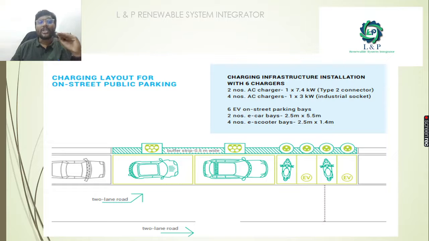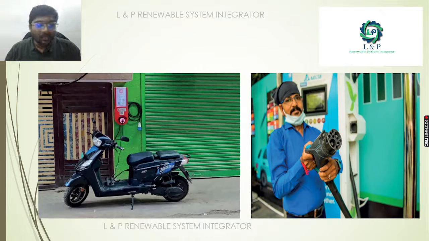When you're going for a charging layout for on-street public parking, you can have a layout like this. There also you need 6 chargers. Two can be AC chargers with a capacity of 7.4 kilowatt, and the other 4 AC chargers can be 3 kilowatt. The total area requirement will be 2.5 by 5.5 meters for 2 e-cars, and if you're going for scooters, the area requirement is 2.5 meters by 1.4 meters. And this is how it looks.